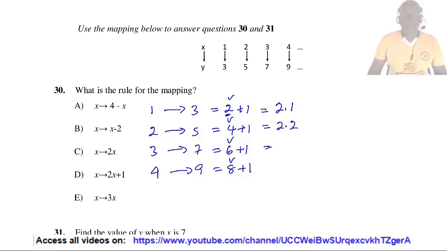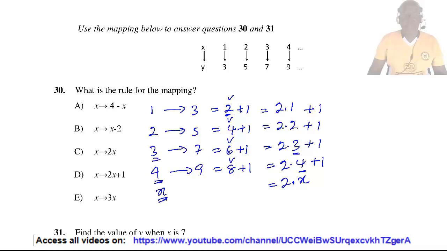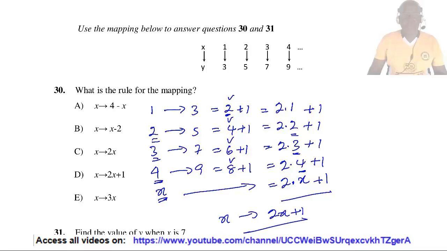And over here, 2 times 3, and 8, 2 times 4. Plus 1, plus 1, plus 1, plus 1. Now, therefore, S can be written as 2 times S. Take note that here is 4, here is 4, here is 3, here is 3, here is 2, here is 2. So 2 times S plus 1. So the mapping is S maps into 2S plus 1. So the answer is D.